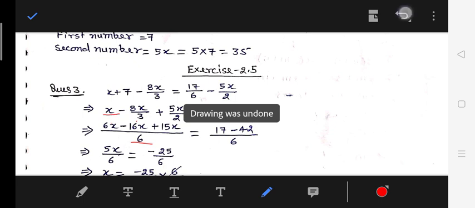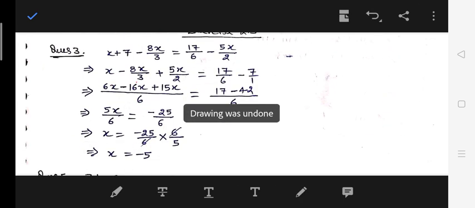So after taking the LCM, I am going to add these values. In the left side you will get 6x plus 15x minus 16x, which is equal to 5x upon 6, equal to 17 minus 42, that will be minus 25, minus 25 by 6.